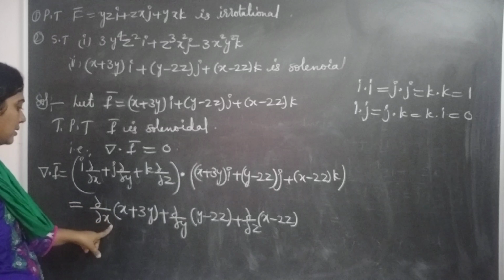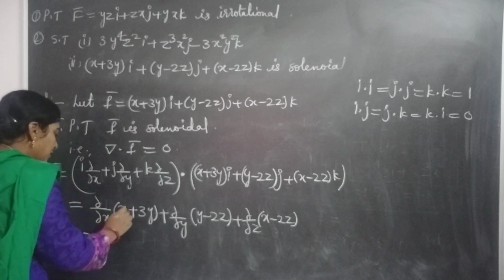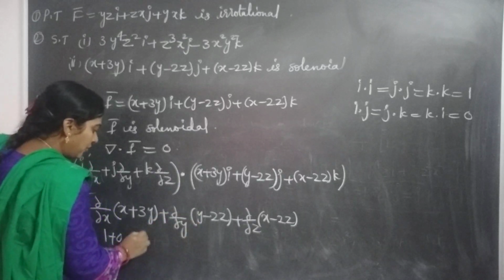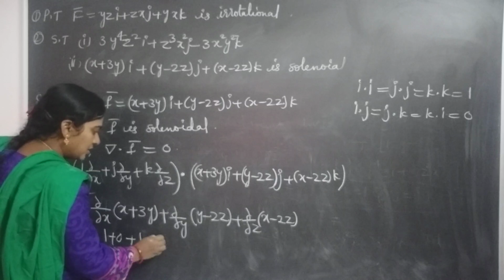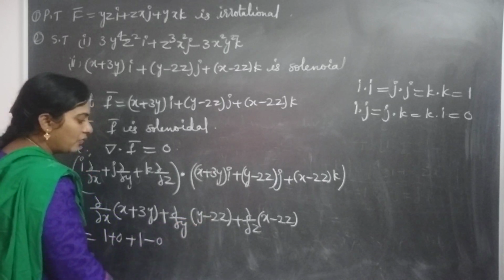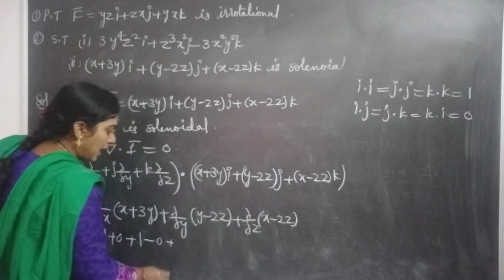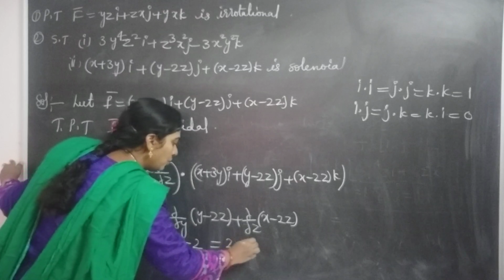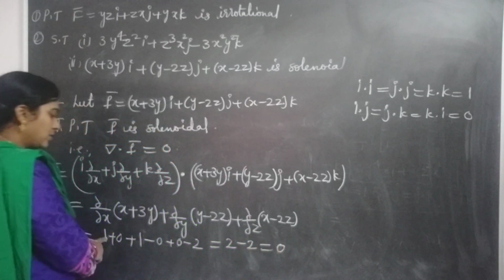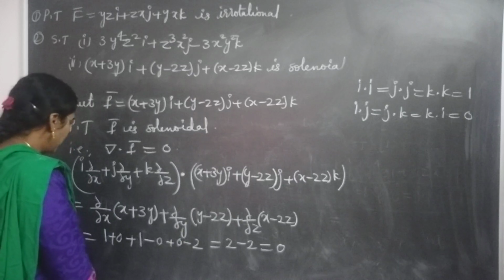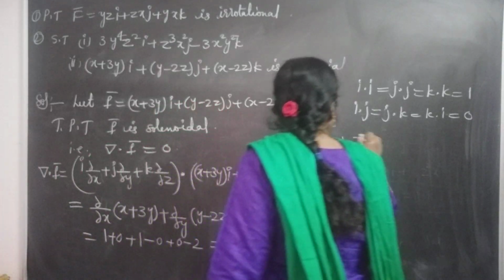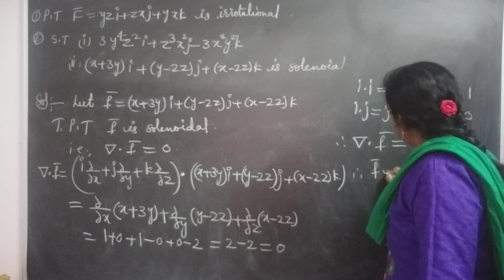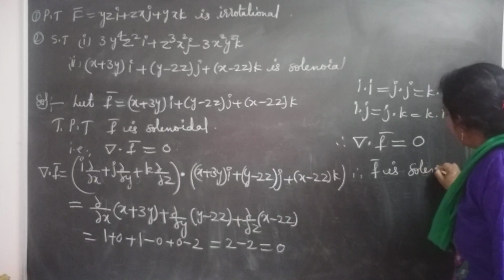Here, x derivative: the x term is 1, the second one is 0, so 1 plus 0, plus ∂/∂y of the first one is 1 and the second one is 0, because in the second term there is no y variable. The third one, x is 0, and 2z gives minus 2. It is equal to 1 plus 1 is 2, 2 minus 2 is 0. Therefore, ∇·f̄ = 0. Therefore, f vector is solenoidal.